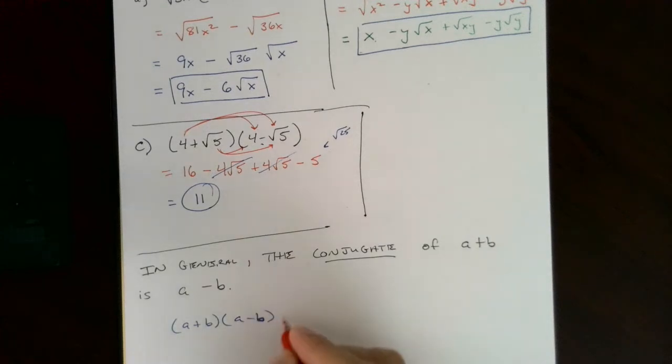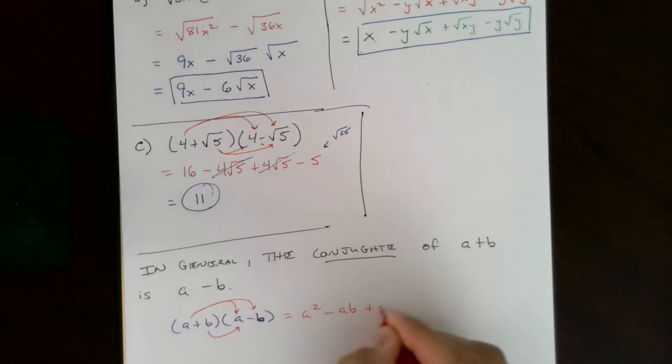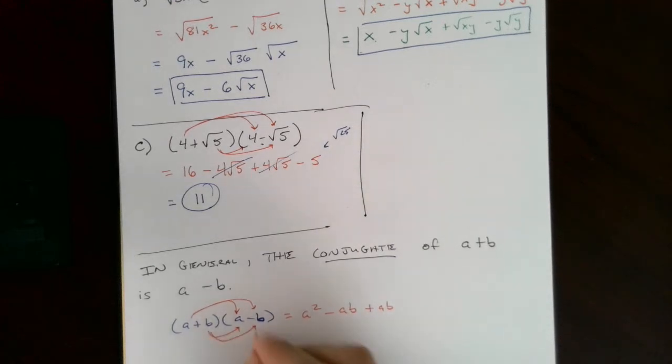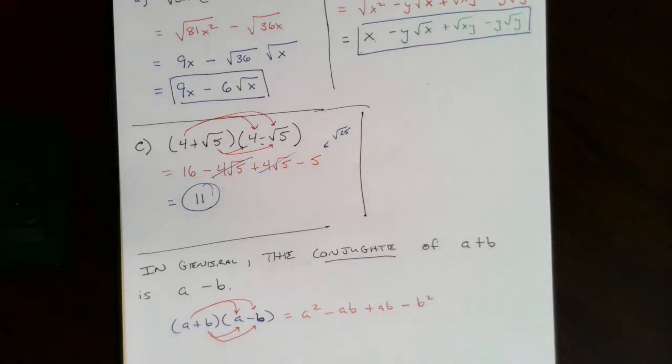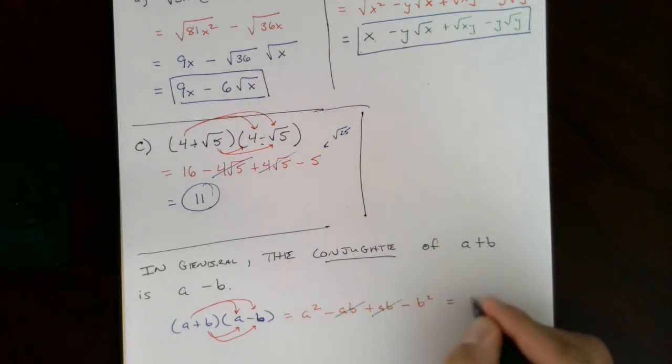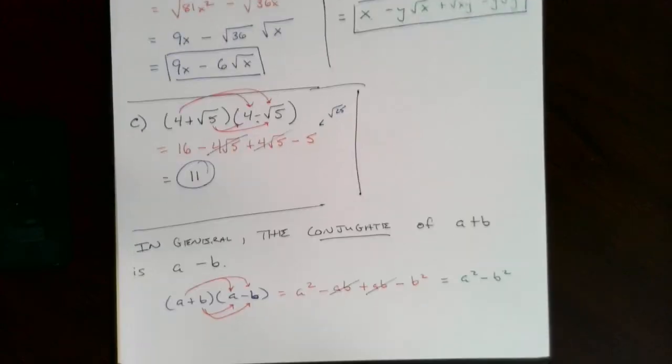well, we're going to FOIL this. And A times A will give me A squared. A times a negative B will give me a minus AB. A positive B times A gives me a plus AB. And a positive B times a negative B gives me a negative B squared. Well, what happens here? Negative AB plus AB, same terms, opposite signs, cancel to a 0, so you're left with just A squared minus B squared, which was a difference of perfect squares.